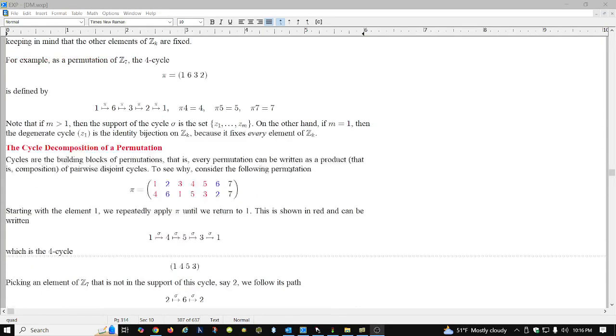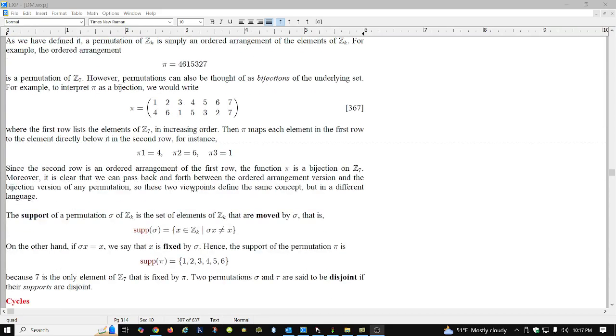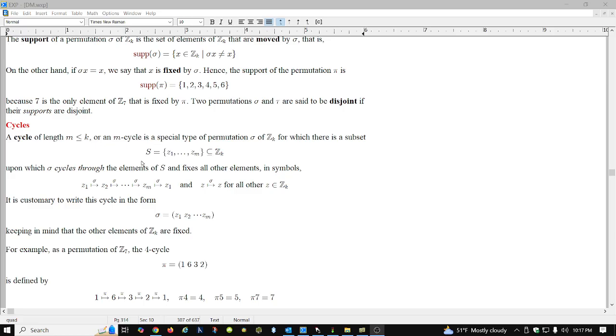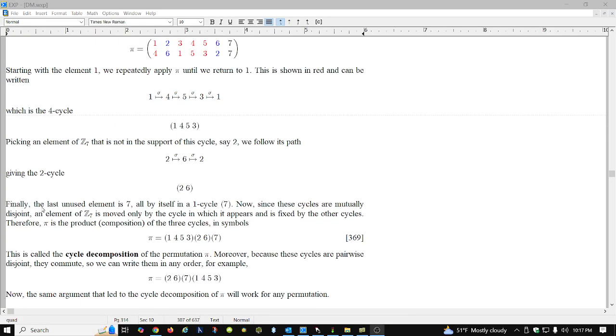Okay, so just quickly go back. Permutations can be thought of as bijections. The support of a permutation then is the set of elements that are moved under the bijection. A cycle is a particular type of permutation. It cycles through some elements in the underlying set, and everything else is fixed. And any permutation can be written as a product of pairwise disjoint cycles. It is called the cycle decomposition of a permutation, and it's unique up to the order of the cycles in the product.